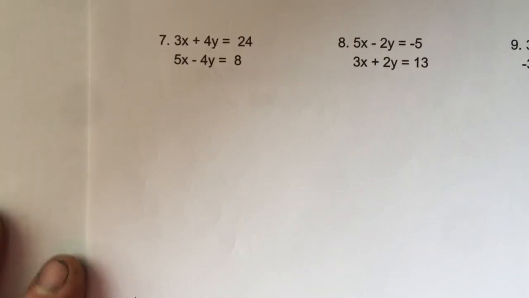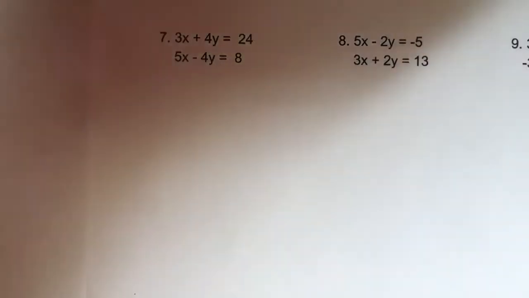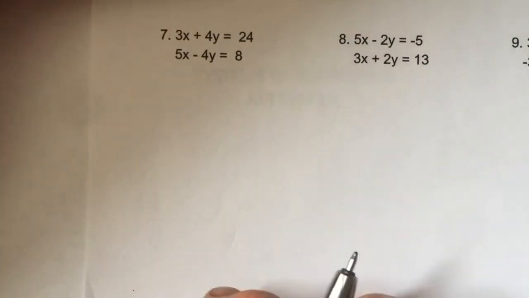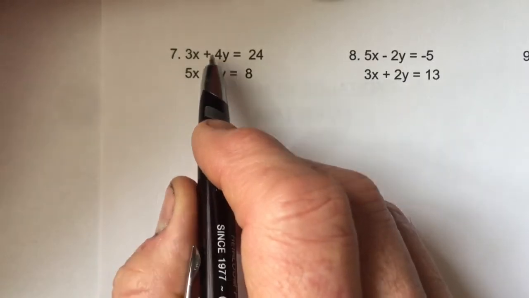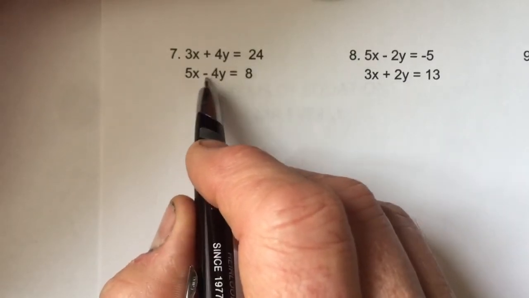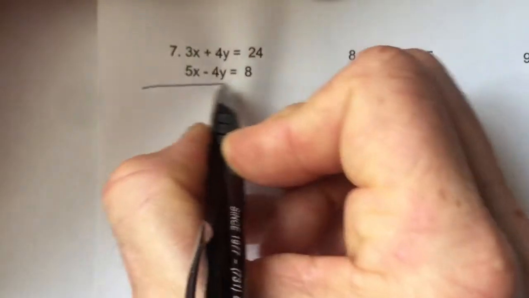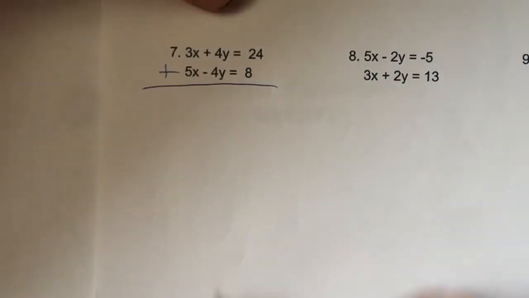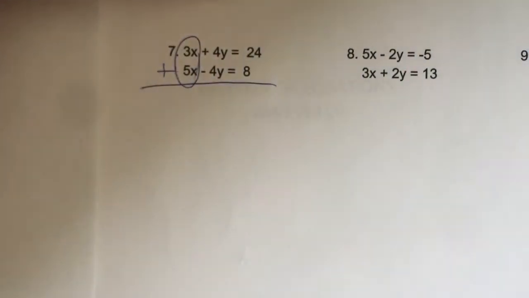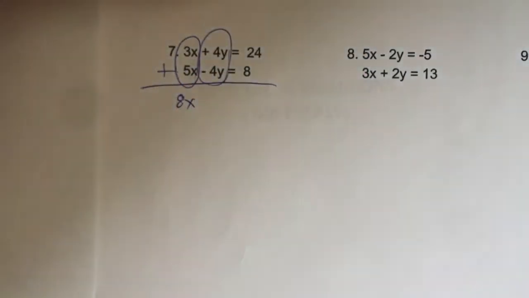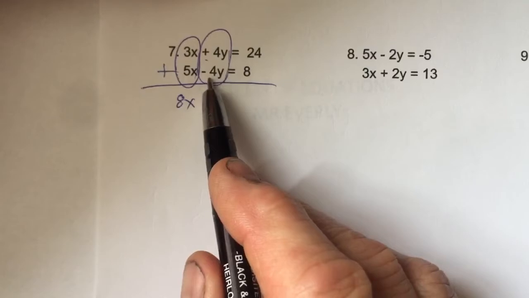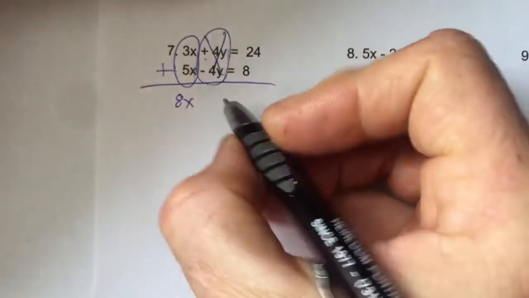Let's attempt number 7. And on this second page, we're doing these by elimination method. And this is set up perfectly for elimination because see, I got a positive 4y and a negative 4y. If I draw a line, I add these together. When I add this column right here, 3x plus 5x is 8x. When I add this column right here, positive 4y and a negative 4y eliminate.